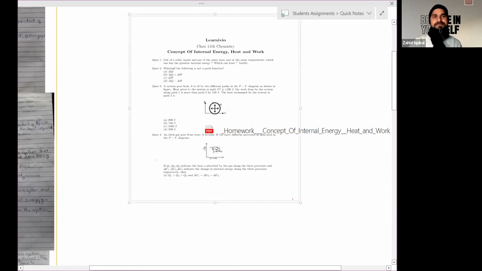This was the assignment. Third question is related to this curve. A system goes from A to B by two different paths, as shown in the figure. Heat given to the system for path P1 is 1100 joule, and work done by the system along path 1 is greater than path 2 by 150 joule. So how much heat is exchanged by the system in path 2?